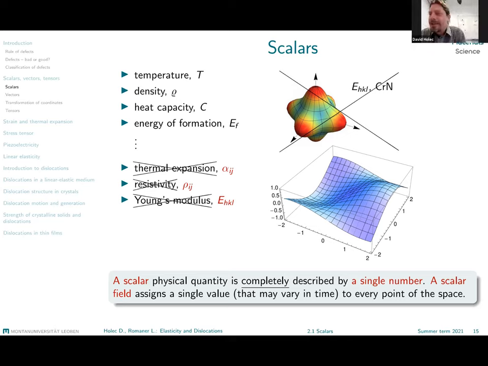Okay. So the scalar, or scalar physical quantity, is a single number, which then, of course, can depend on the position in space and can be time dependent. But for each pair of time and position, I do get a single number, which then completely describes my quantity, my physical property.